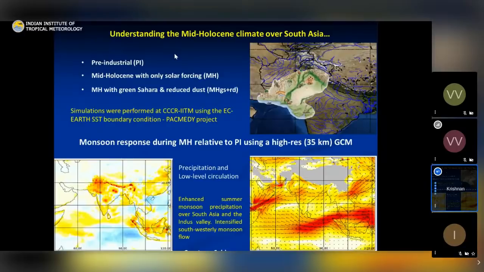And there is evidence that at this time the Indus Valley civilization was flourishing. Around the same time, the other civilizations in Mesopotamia and Egypt were also flourishing civilizations. It's important to understand how the monsoon was looking at that time. So this is all part of natural variations in the climate system.